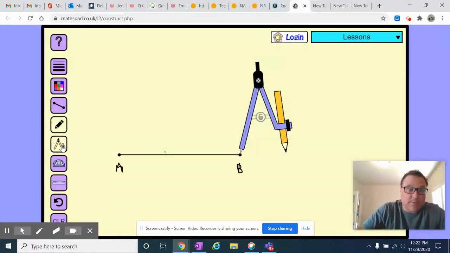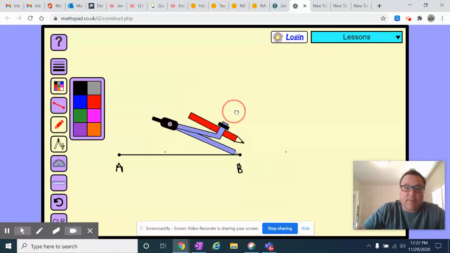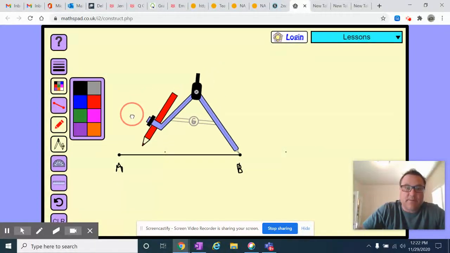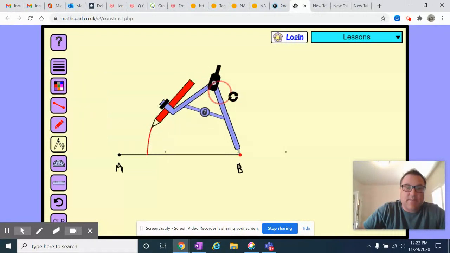So all we do is pull it up. I think I'm going to change my color here to red. And we just take our compass and open it up over halfway. You just kind of eyeball it. And so now I'm going to go ahead and eyeball that, and then I'm going to lock my compass. I'm going to keep that lock, and then I'm just going to go ahead and make an arc.